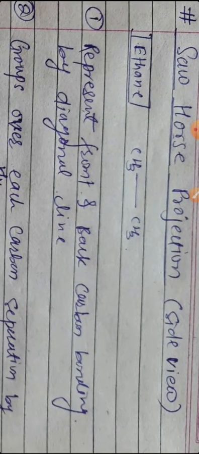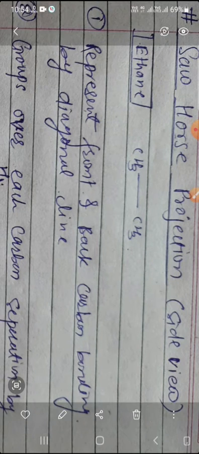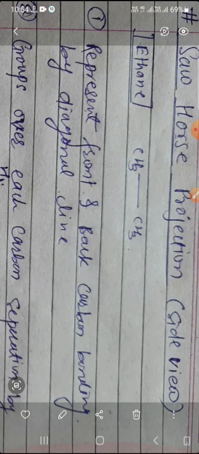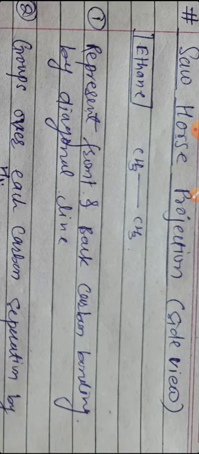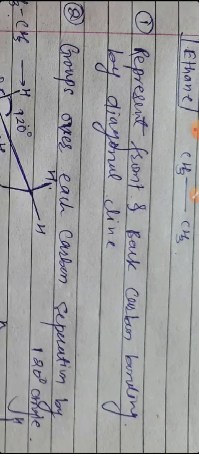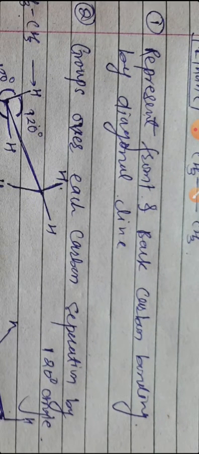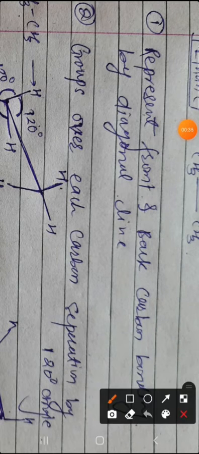Sawhorse projection is a side view of a carbon molecule. In this model, we can see both the carbons, the front carbon as well as the back carbon. It is represented on a diagonal line. This carbon chain is represented on the diagonal line like this. Okay, this is our first carbon, the front carbon, and this is the back carbon.